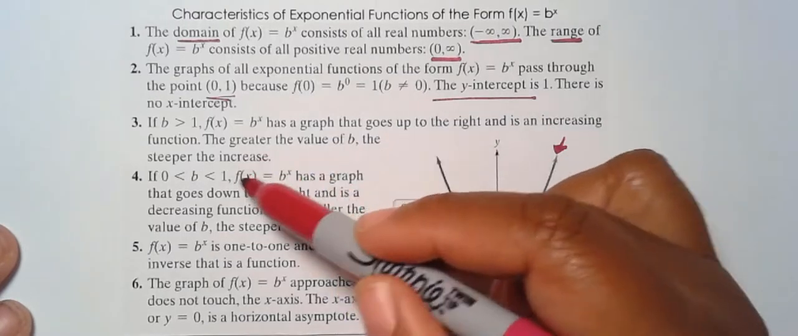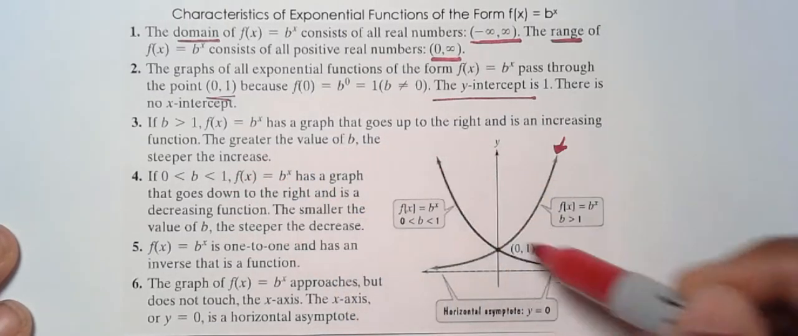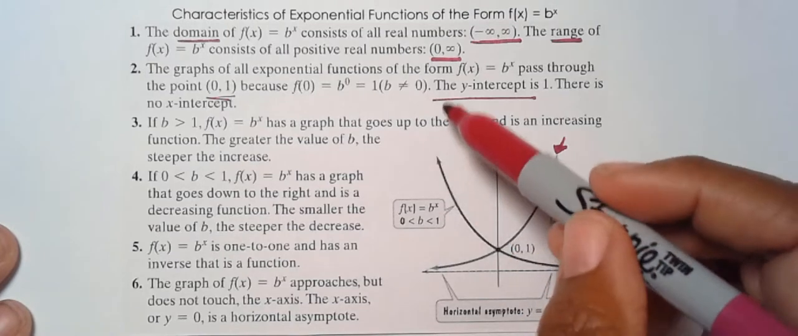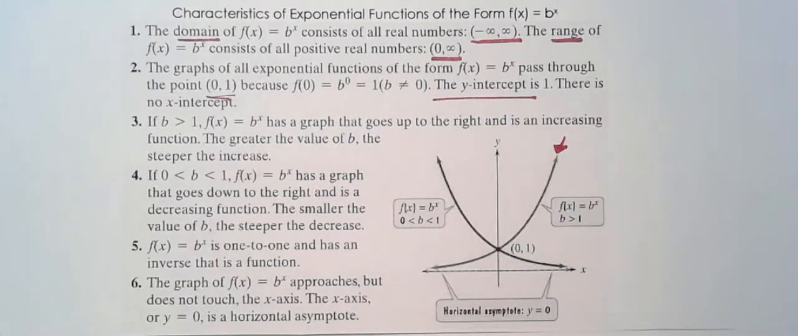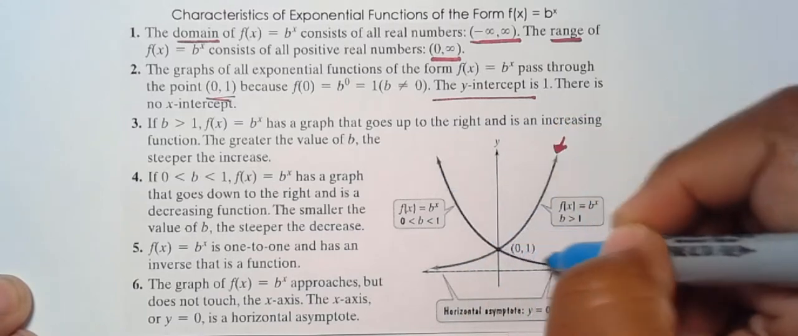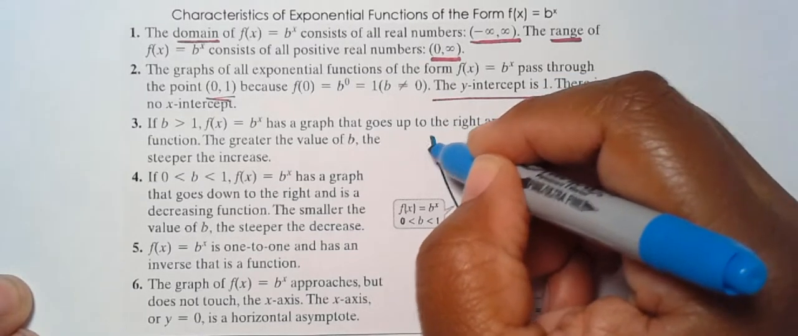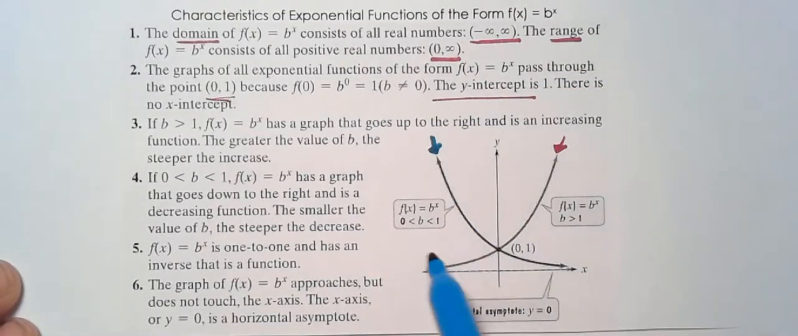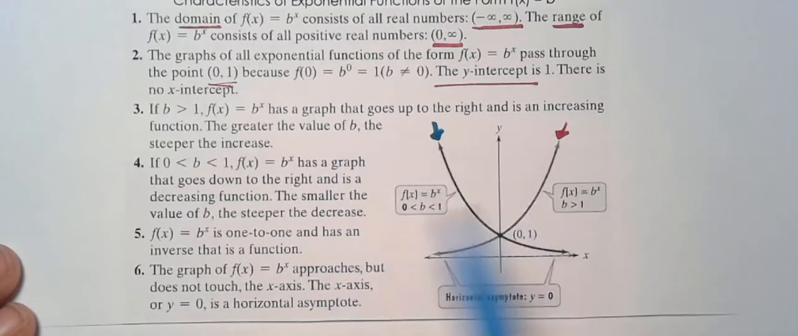But if our base b is between 0 and 1, it has a graph that goes down to the right and is a decreasing function. The smaller the value of b, the steeper the decrease. So this here is what happens when our base b is between 0 and 1. That's number 4.